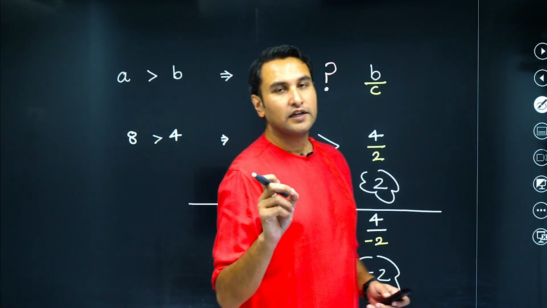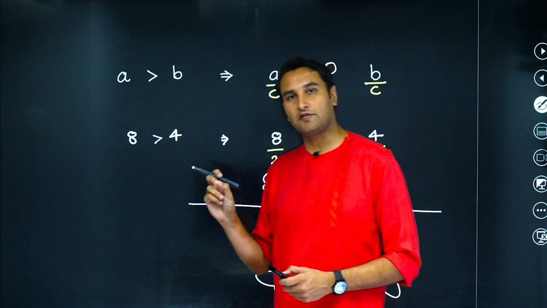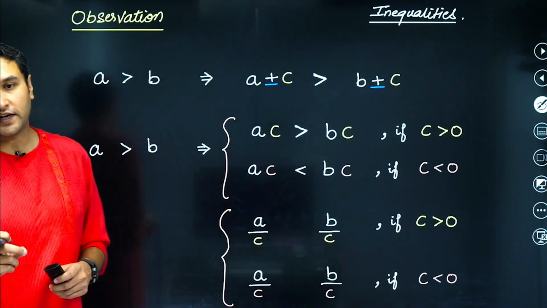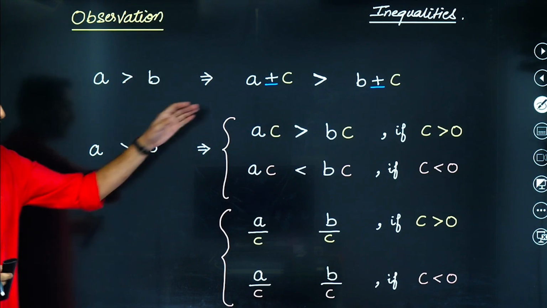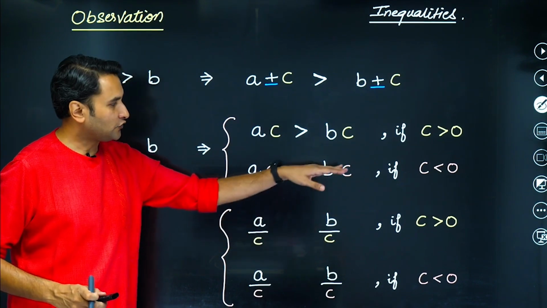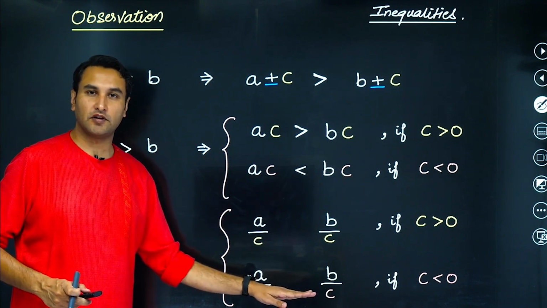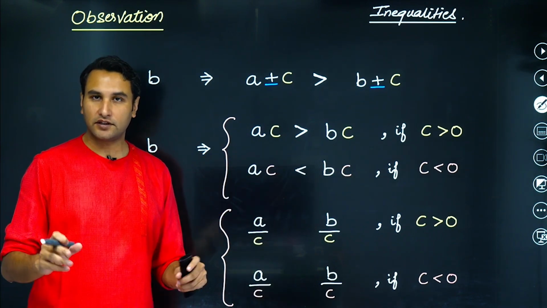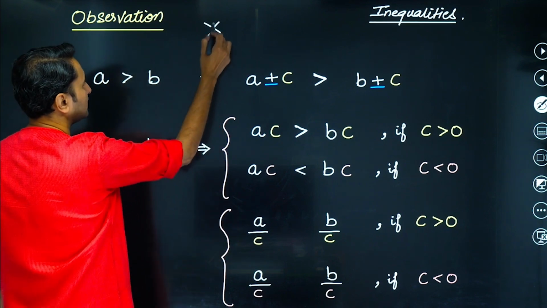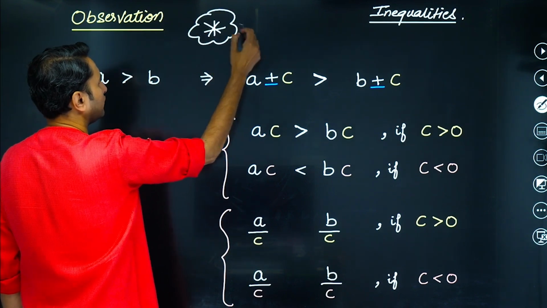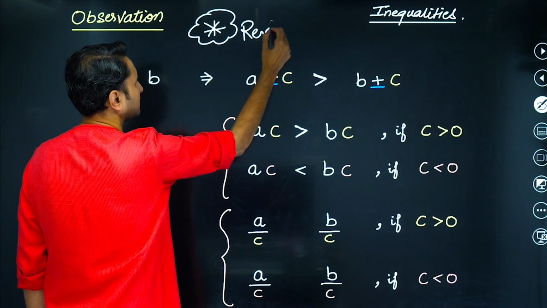So both when you multiply both sides by positive number and when you divide both sides by positive number, inequality does not change. If you multiply both sides by negative number, if you divide both sides by negative number, inequality changes. So this is your final screen which you should revise.